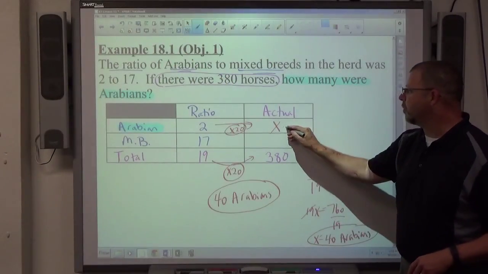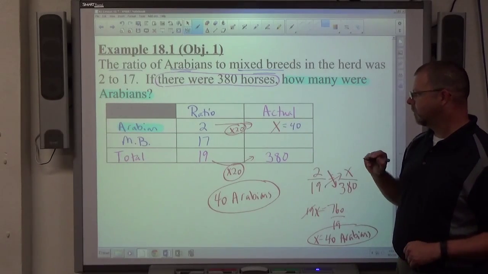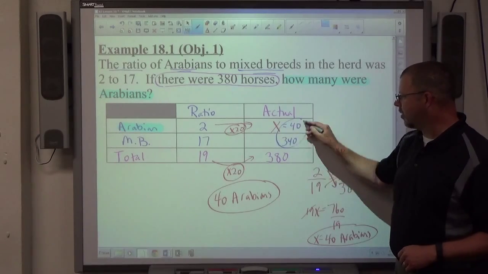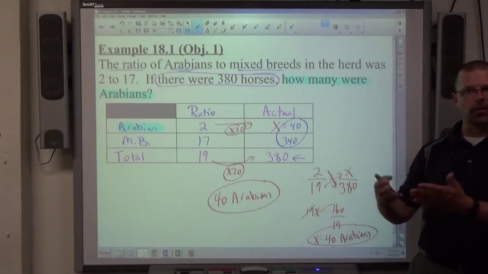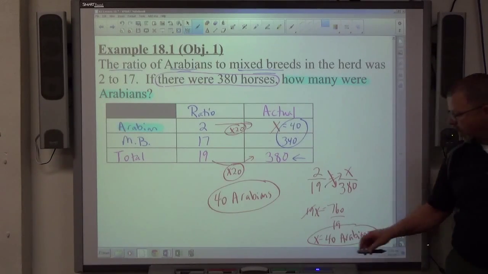Once I figured out this equals 40, how much is this? 340. Because we know that these two things here should add up to the total number of horses. So 40 of the horses were Arabians. The remainder, subtracted from 380 horses, is 340. So keep that in mind.